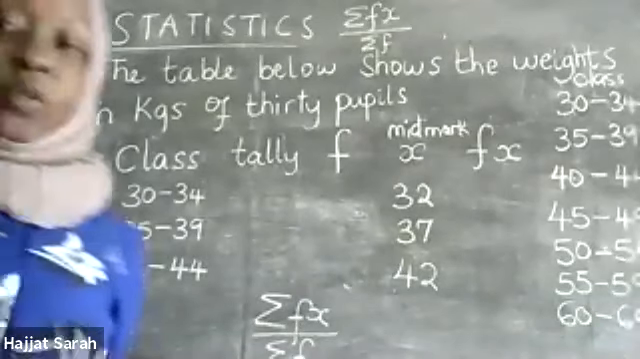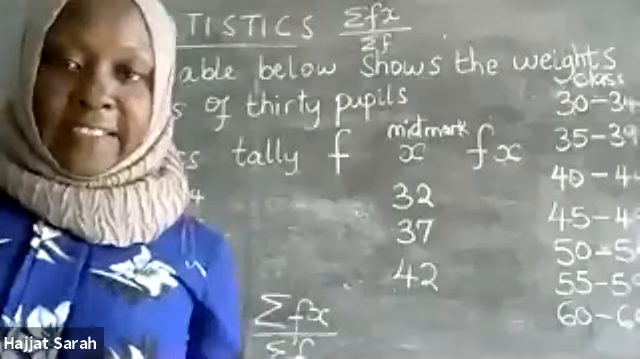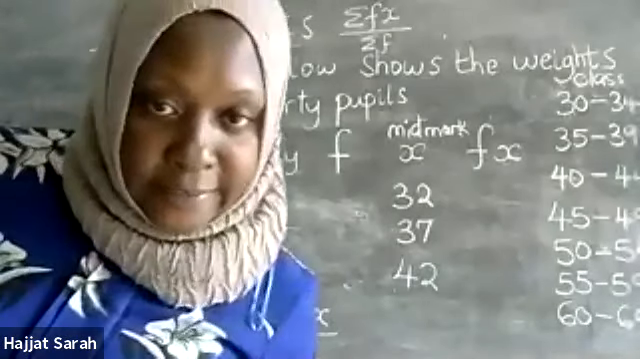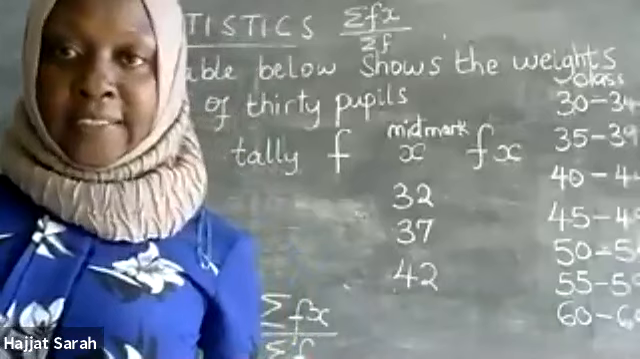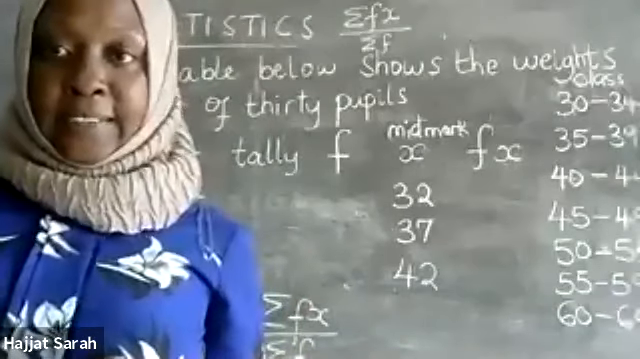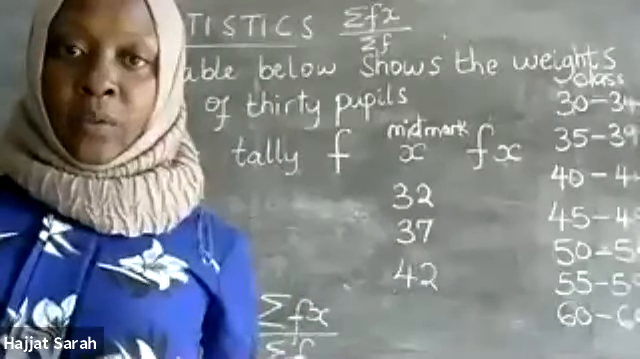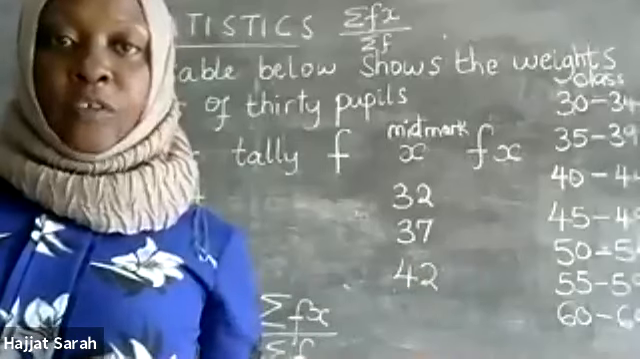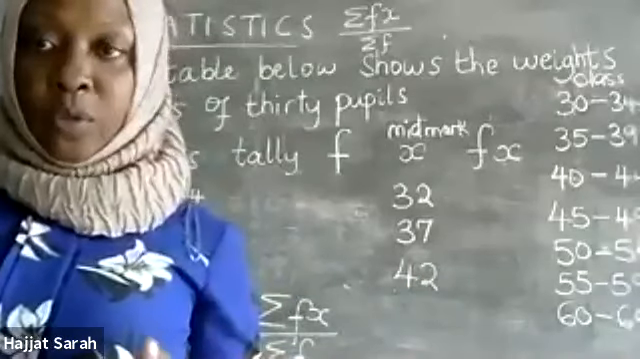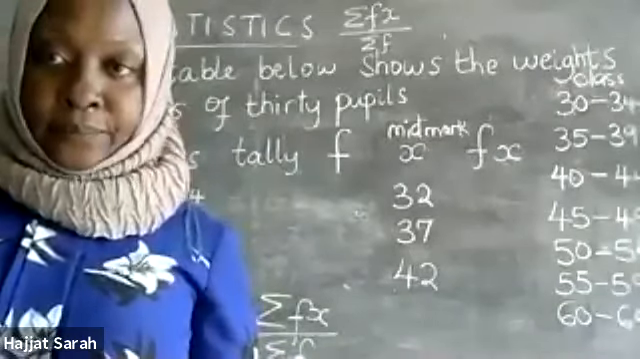Remember, we said when your number is not exact, let's give our answer to at least 2 decimal places. Okay? When your answer is not exact, give your answer to at least 2 decimal places.